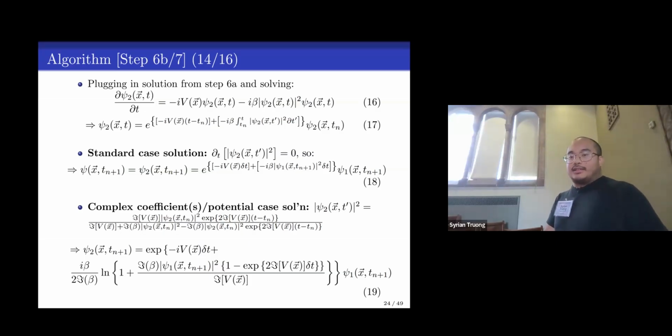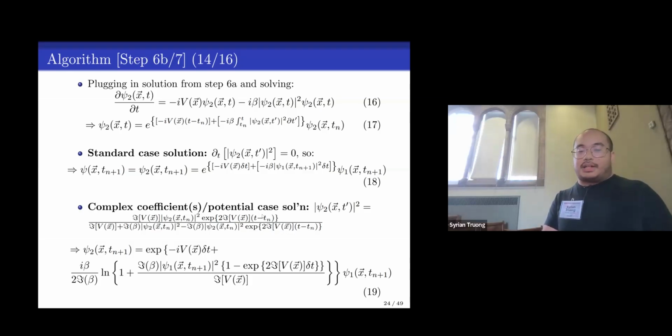In the standard case, this is easier because if you do some math, which I have in the appendix slides if anyone wants to see, you find out that its time dependency is equal to 0. So that makes that integral easy. You just pull it out and you solve it and you get equation 18. But if you have complex coefficients on the nonlinear term and/or a complex potential, the solution's a little bit different because the time dependency of the nonlinear term is no longer 0.